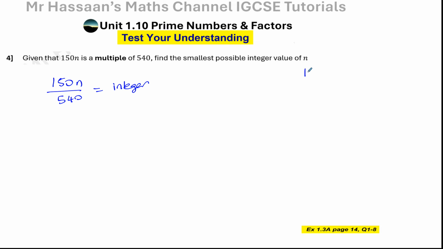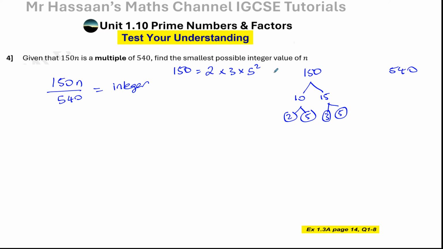But first of all, let's take 150 and 540 and split them up into their prime factors. So we can say this is like 10 times 15, and this is like 2 times 5, and this is like 3 times 5. So we can write down here, 150 is equal to 2 times 3 times 5 squared. We can see that's 25 times 2 is 50 times 3 is 150, that's correct.